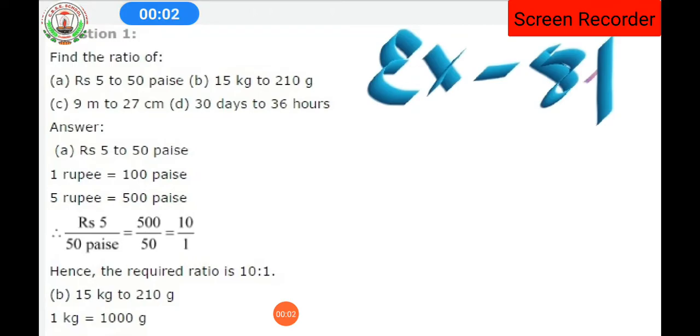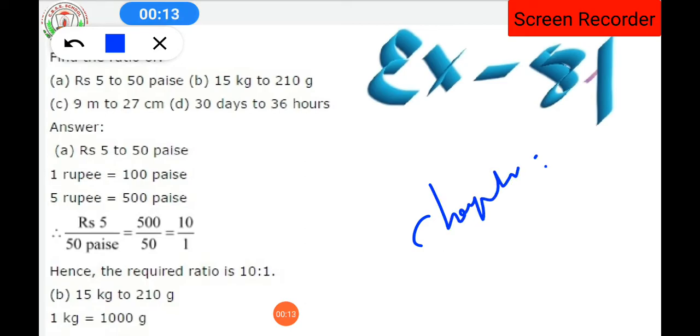Hello everyone, students. Today in this video we are going to see exercise 8.1 from chapter number 8, and the name of the chapter is Comparing Quantities. Class 7th, from the NCERT book.